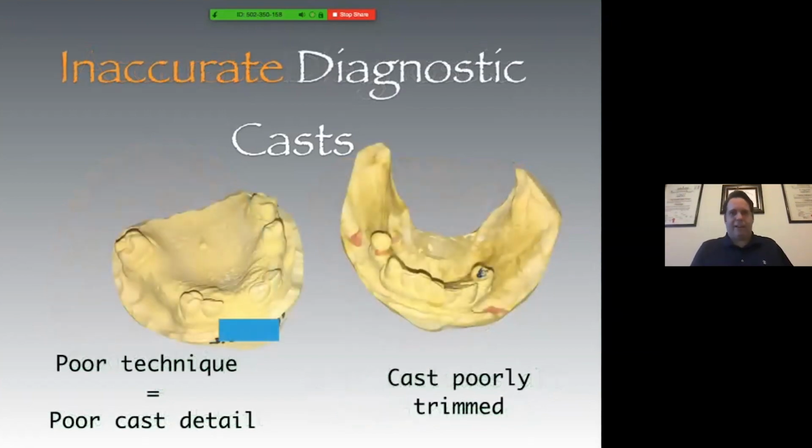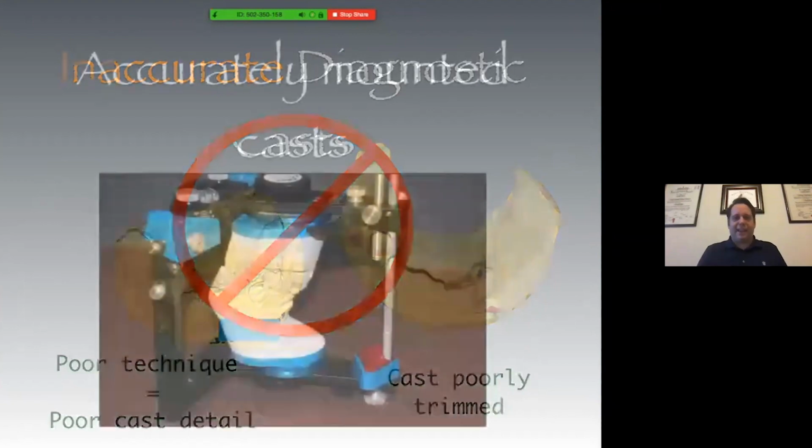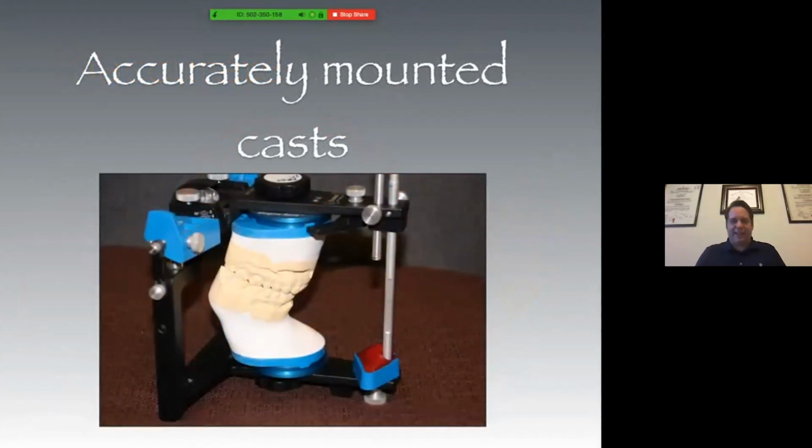If you have poor technique and poor cast detail, or you basically over trim your cast or get rid entirely of a retromolar pad that could have been used for the support of your partial denture, then you're going to be missing a lot of information that will come in handy along the way. So an accurate diagnostic cast won't help you much. So yes, go ahead and take new impressions. That's perfectly fine.